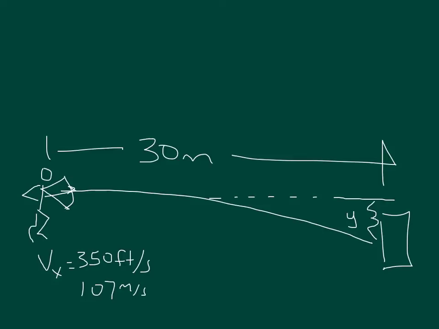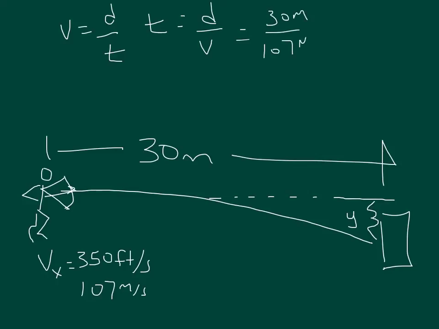If you're looking at formulas, our old V equals D over T works just fine. And we want to know the time it takes to get there. So switcheroo puts the V on the bottom, the T on the top. Put in my numbers, I've got 30 over 107. That's meters over meters per second. When I divide that out, I get that the arrow will be there in 0.28 seconds. So it won't take very long at all.